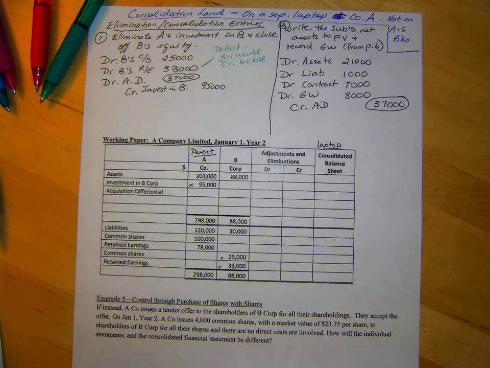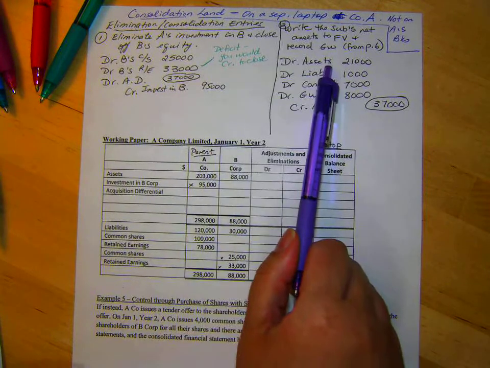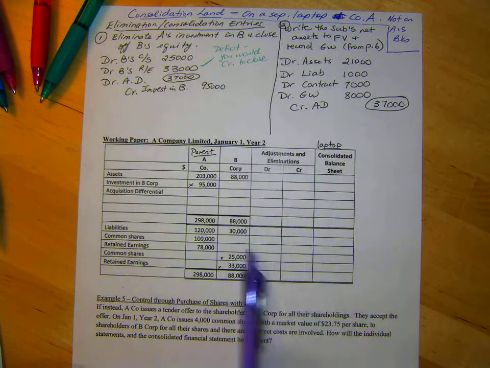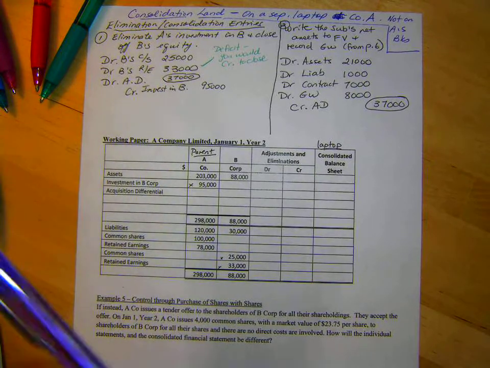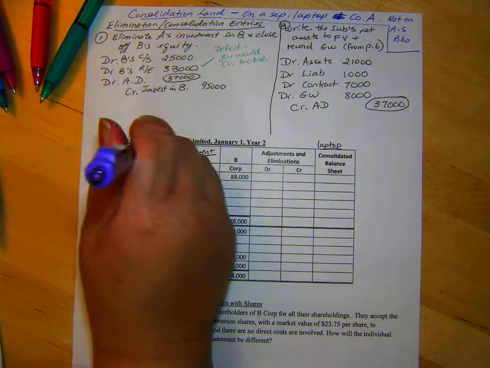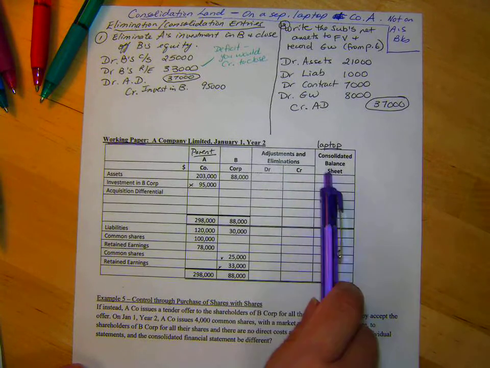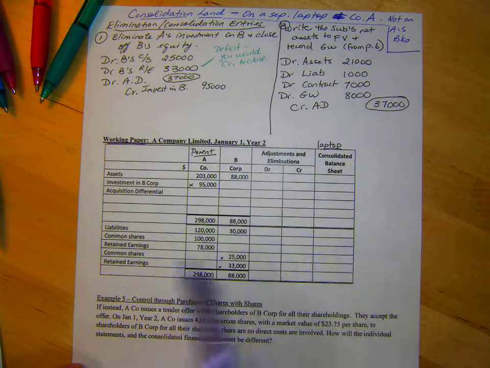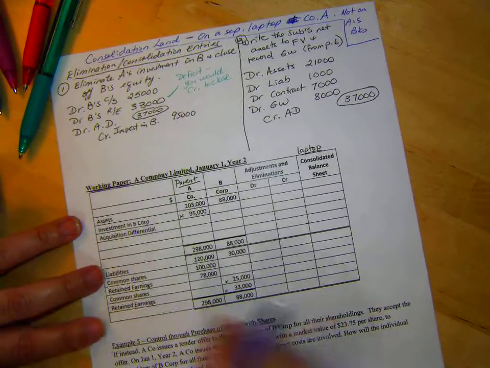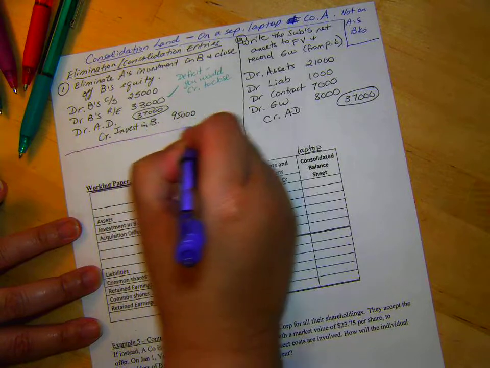Okay, so let's get this straight. These elimination entries are going to be done if you're using the working paper approach, because there's two different methods you can use. Do them here and then create your consolidated balance sheet by working across. Okay? Now there's one thing I do want to point out about Connect.